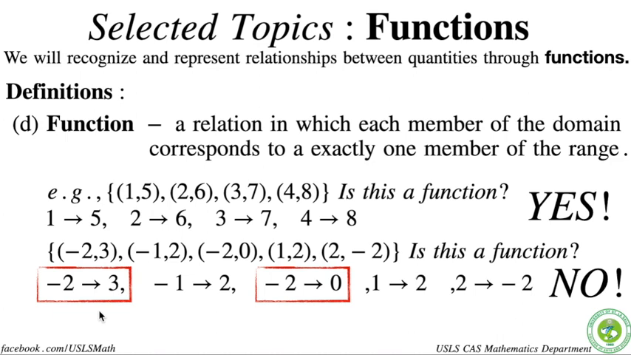Okay, so anyways, just an aside, our previous example displays a one-to-one correspondence. That is, every member of the domain gives us a unique output. Here in the second one, this displays a one-to-many correspondence. Here, -2 gives us 3, and -2 gives us 0. So that is a one-to-many correspondence, and one-to-many correspondence is a no-no for a function.